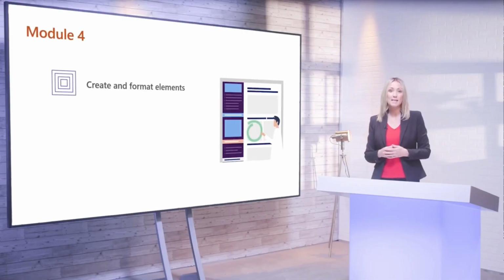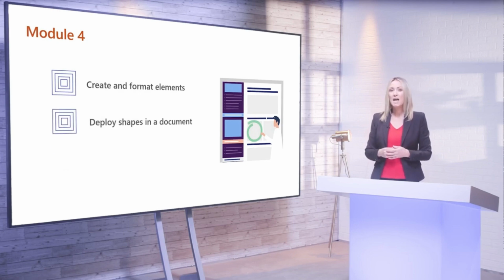Module 4 focuses on working with graphics in Microsoft Word. As well as adding graphics and using images in a document, you'll also learn how to create and format text boxes and pull quotes, use shapes in a document, and enhance your documents using word art and complex illustrations.